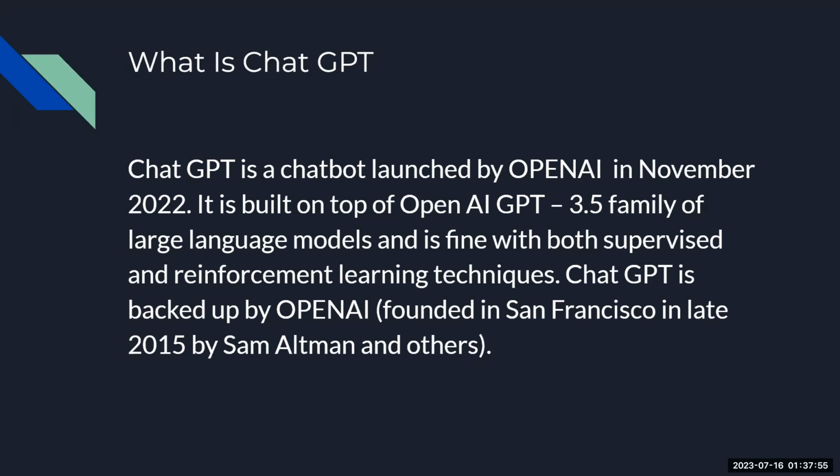It is built on top of the OpenAI GPT-3.5 family of large language models and is fine-tuned with both supervised and reinforcement learning techniques. ChatGPT is backed by OpenAI, which was founded in San Francisco in 2015. But this year it is booming, because now it has launched and everyone uses ChatGPT.